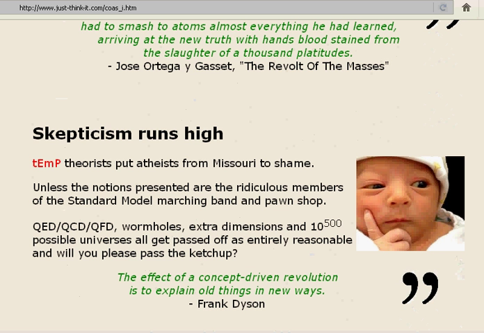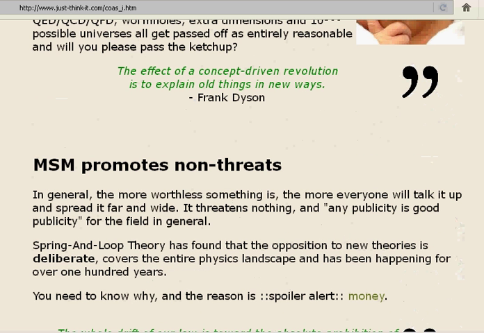The effect of a concept-driven revolution is to explain old things in new ways. Frank Dyson. Mainstream media promotes non-threats. In general, the more worthless something is, the more everyone will talk it up and spread it far and wide. It threatens nothing, and any publicity is good publicity for the field in general. Spring and loop theory has found that the opposition to new theories is deliberate, covers the entire physics landscape, and has been happening for over 100 years. You need to know why, and the reason is, spoiler alert, money.